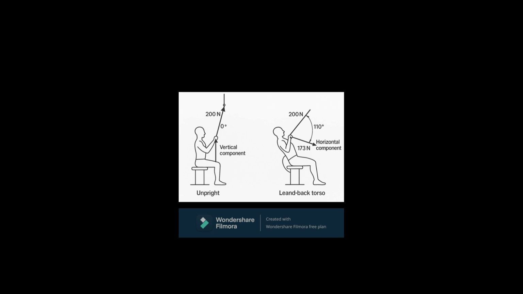Let me give an example. Let's say you pull at a 30-degree angle from vertical, applying 200 newtons of total force. The vertical force is 200 times cosine 30, which results in only 173 newtons, and the horizontal, wasted force is 200 times sine 30, which results in 100 newtons. That means 27% of your effort is wasted pulling backward instead of lifting the weight.